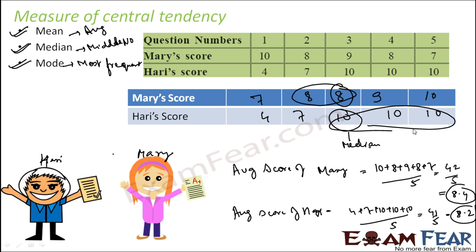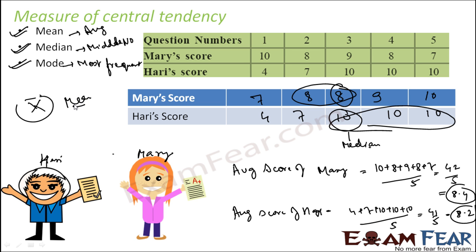So looking at various aspects, we can say that Hari may have scored better: more consistent, more 10 out of 10s. Still we don't have a concrete answer to say who has scored better, but there are 3 different ways of looking at the data in this case. And all these 3 are talking about the central tendency of the data. The first, mean, takes the average of the numbers, right? And mean is denoted by x bar.